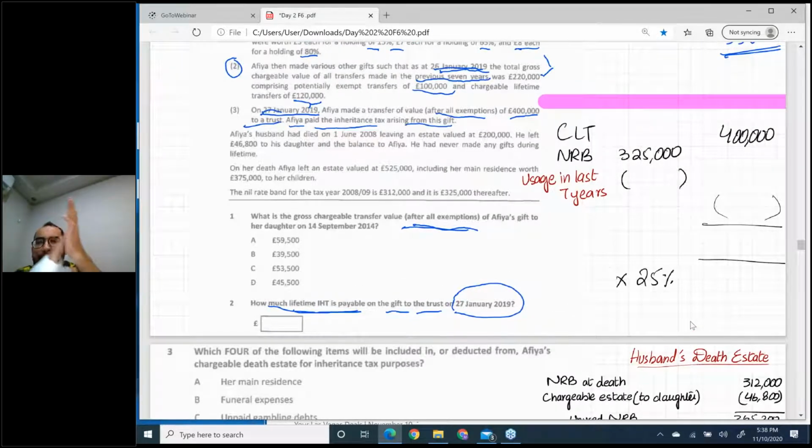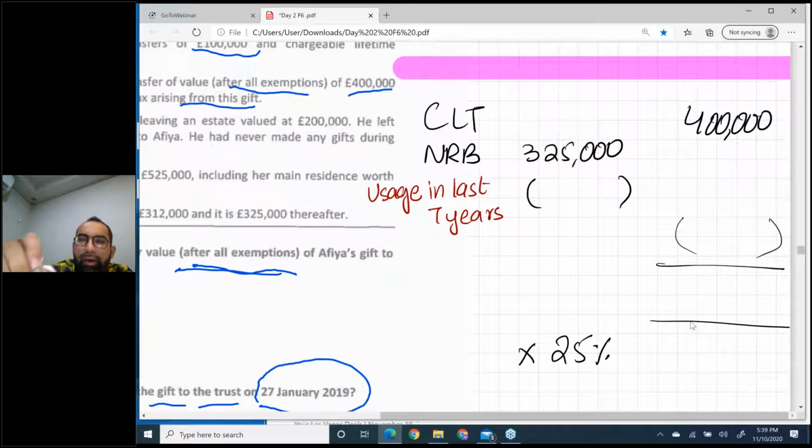This is the working. The amount of CLT after all exemptions, that means annual exemptions already deducted, was 4 lakh, right? And you can see in this fiscal year your normal NRB is 325,000. But always, dear students, NRB is always for 7 years. So you just see 7 years back.